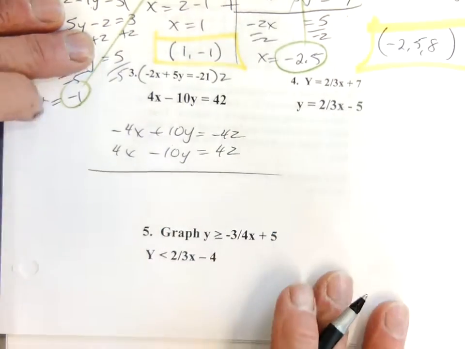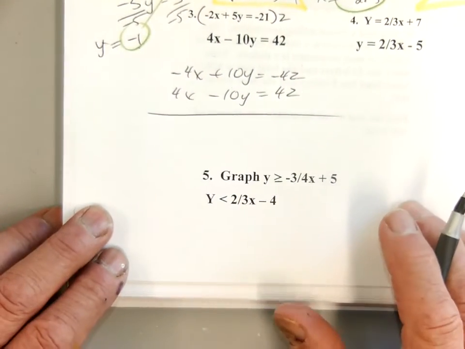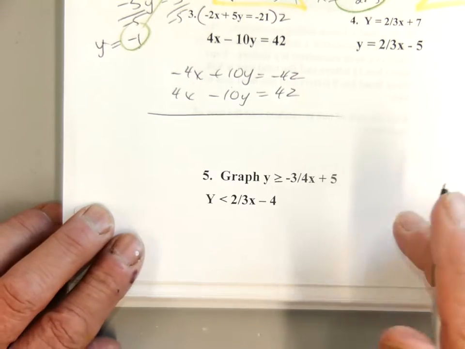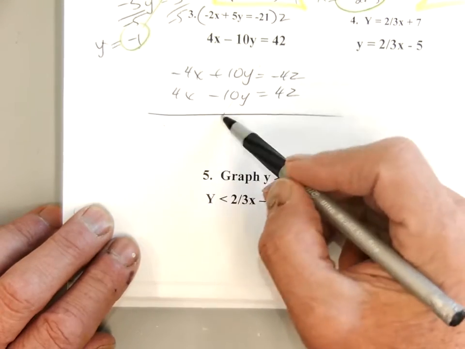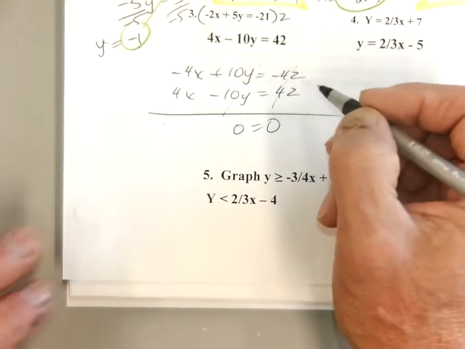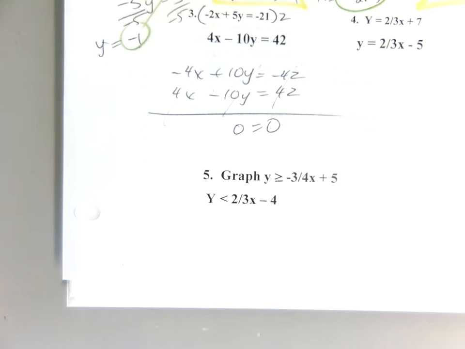Oh, something weird's going to happen. Everything's going to disappear. Everything. That's gone. That's gone. That's gone. So we really get this thing like 0 equals 0. So no x's, no y's. So it's either going to be no solution or all solutions, right?